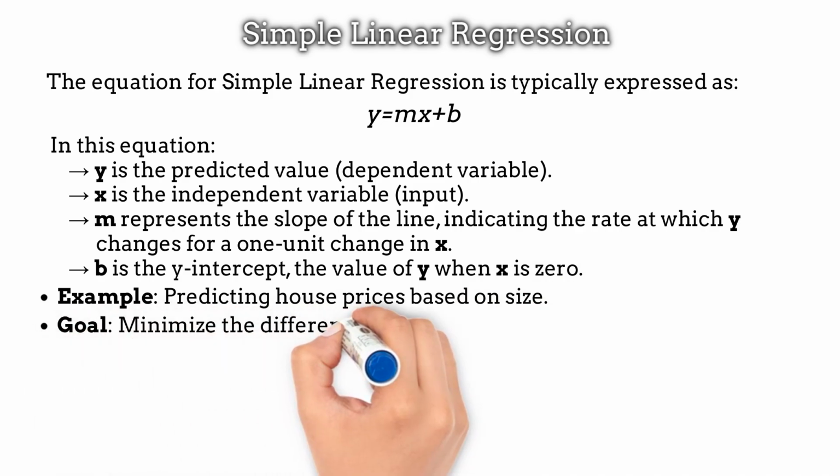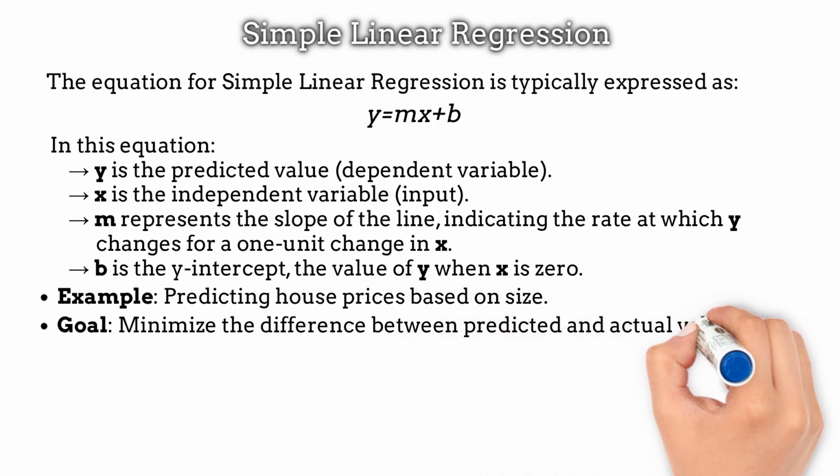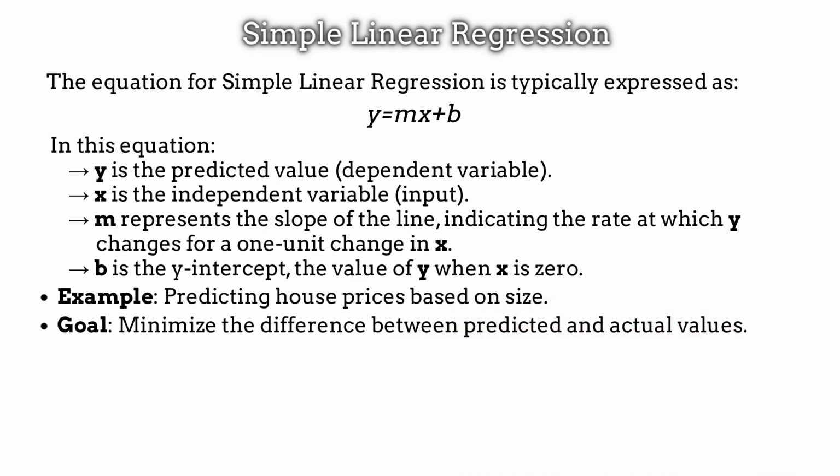The simple linear regression model analyzes historical data to find the best-fitting line that minimizes the difference between the predicted prices and the actual prices. This difference is quantified through a metric called the mean squared error, which the model strives to minimize during training.